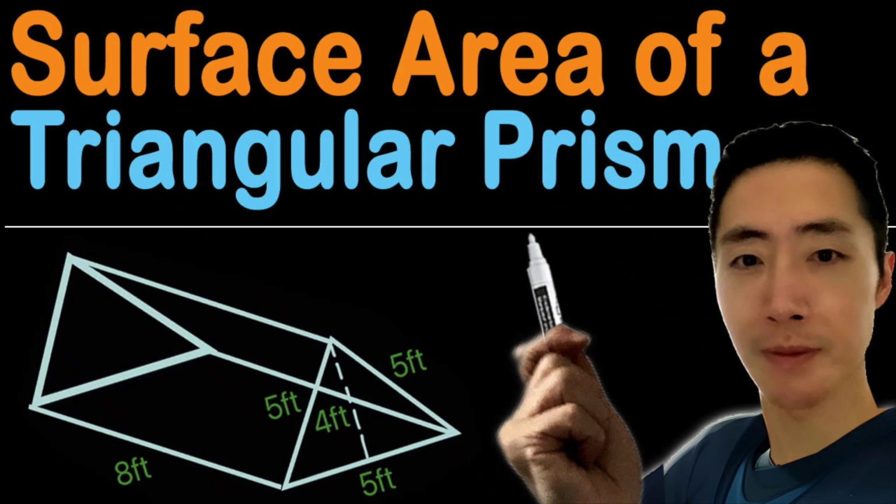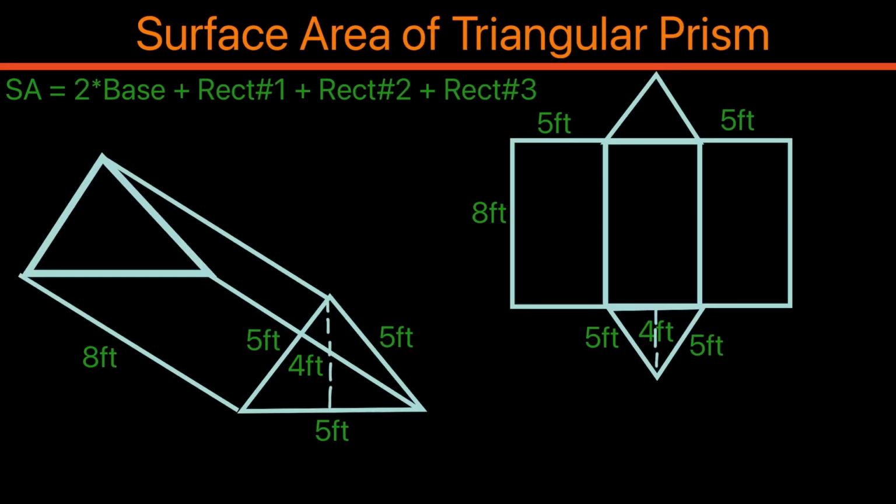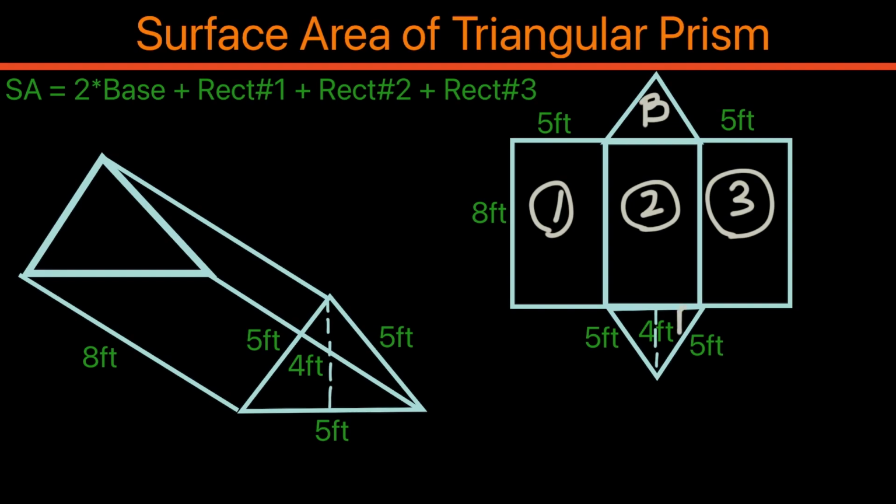In this video, I'll be going over how to find the surface area of a triangular prism. The formula looks something like this: 2 times the area of the base plus rectangle number 1, rectangle number 2, and rectangle number 3. And these are the 3 rectangles. And this is base number 1, and this is base number 2.